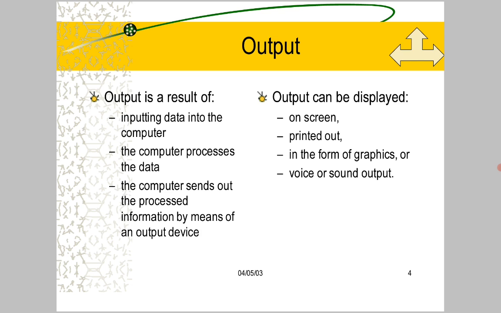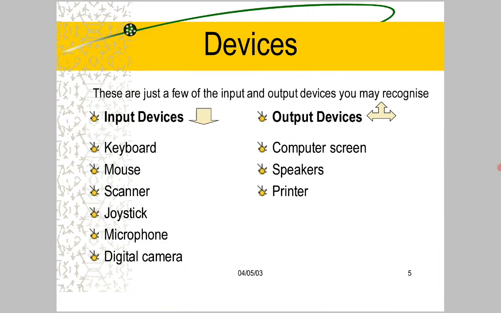Output can be displayed in two ways. One is on the screen or monitor. The second one is on paper by using a printout. It is called a hard copy, in the form of printouts, generally in the form of graphics or tables or voices. And another type of output device is voice, by using some output units.